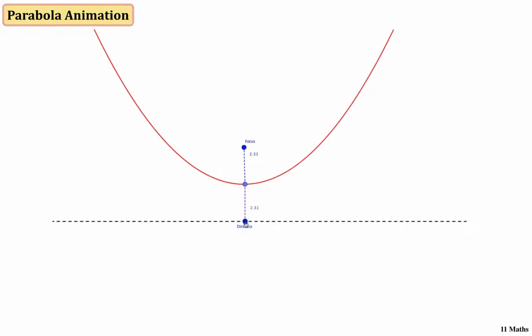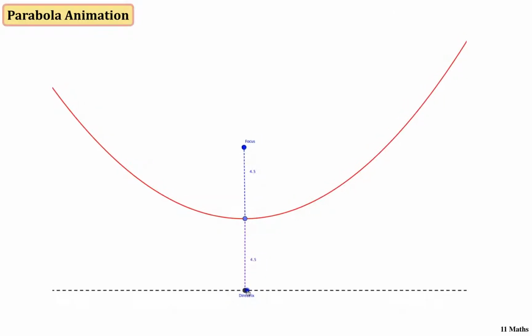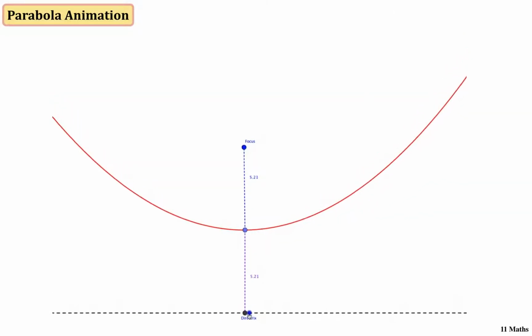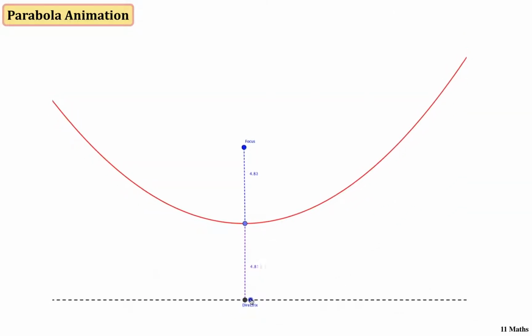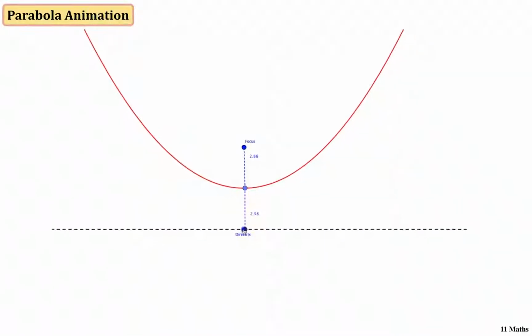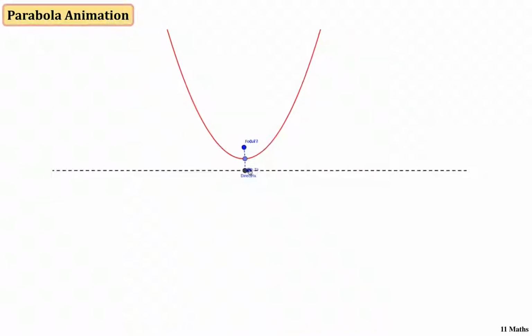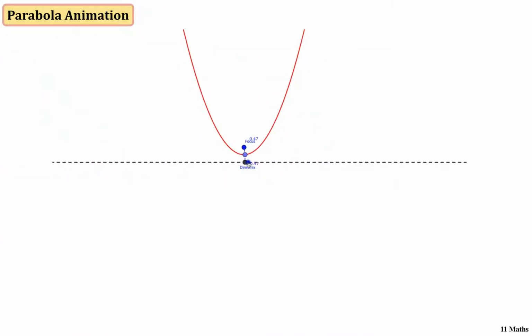I could make the distance between the directrix and the parabola greater, and that means that the distance between the parabola and the focus would also increase, and what that does is make the parabola wider or thinner. So the further the directrix is away from the vertex of the parabola, the wider the parabola will become. And similarly, the further the focus is away, the wider the parabola will become.